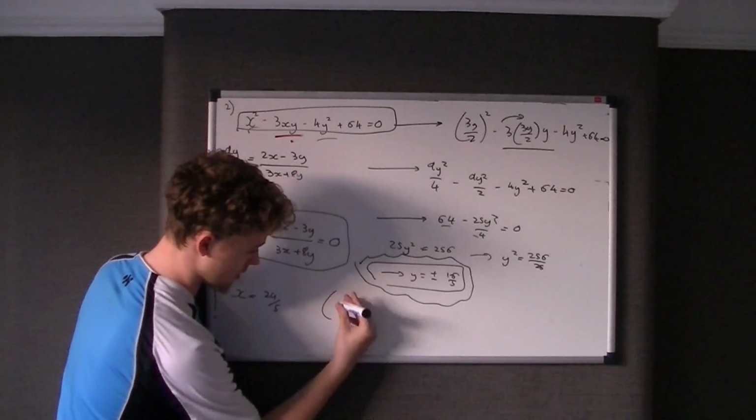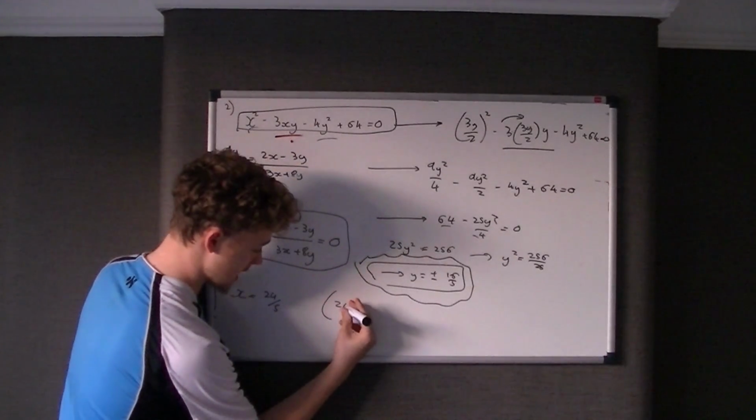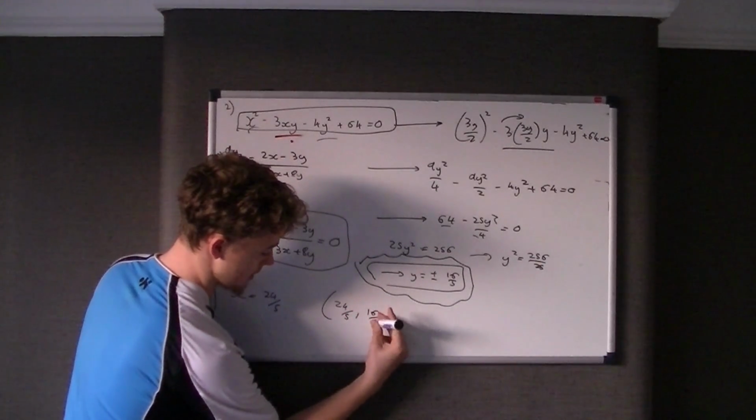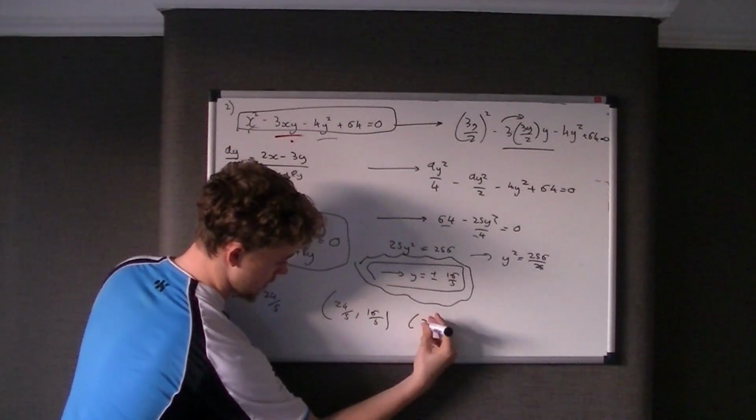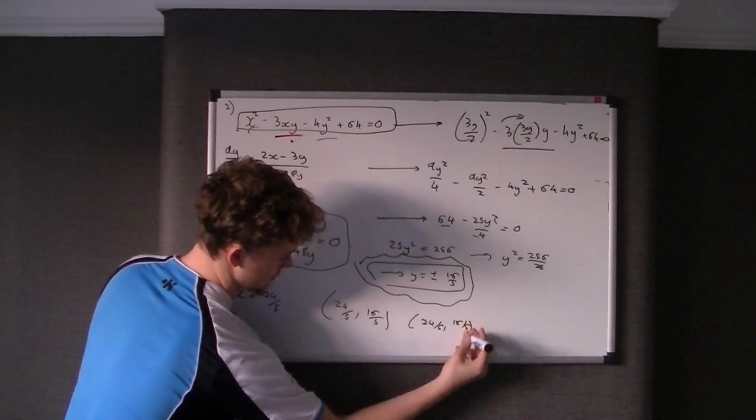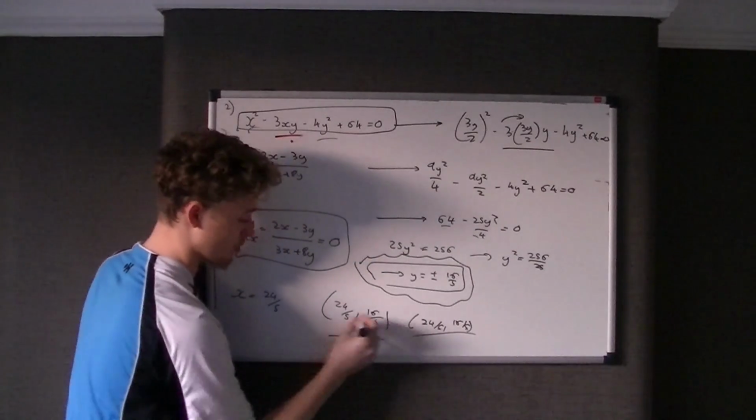Okay, so your coordinates, therefore, you need to put in coordinate form. So x is 24 fifths when y is positive 16 fifths, and the other coordinate is: when x is 24 fifths, y is equal to negative 16 fifths. Okay, and they're your two coordinates.